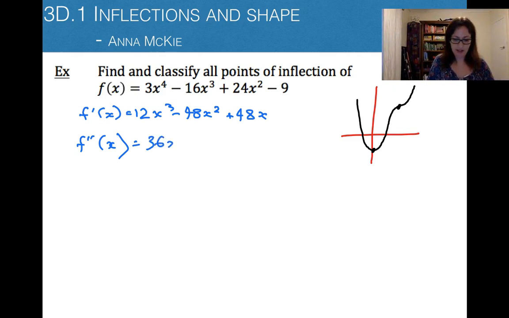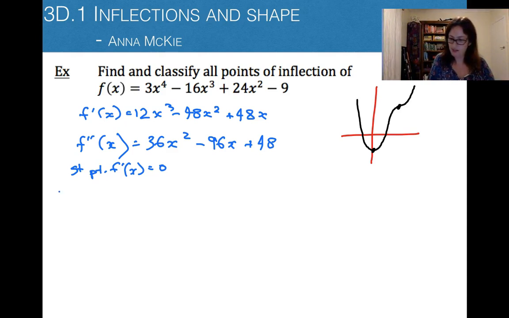We get 36x squared minus 96x plus 48. So first of all, to find the inflection points, we do need to do the stationary points as well, because sometimes they double up. So for stationary points, the first derivative is equal to 0. So I'm going to take that function and put it equal to 0.